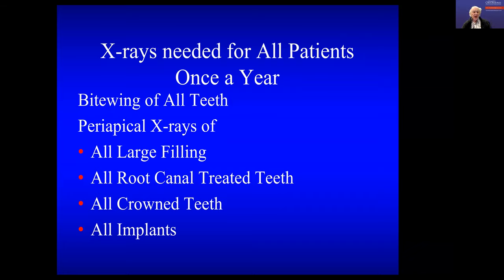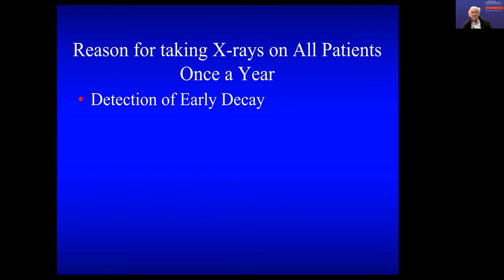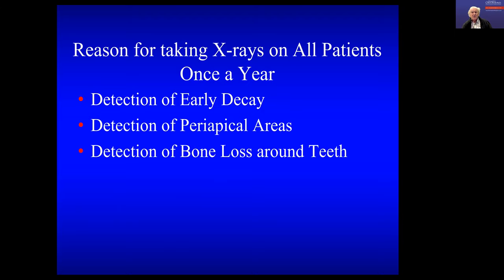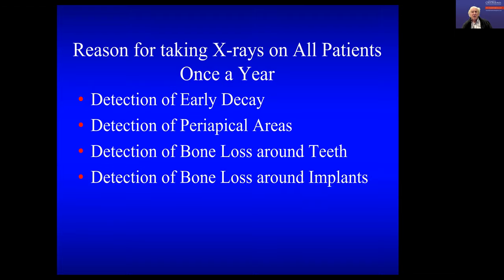But I mean, how many of these clinics give away toothbrushes, interdental brushes, and toothpicks? It would be interesting to know. So the reason for the x-rays is to detect early tooth decay, to detect periapical areas, to detect bone loss around teeth, and particularly bone loss around implants.